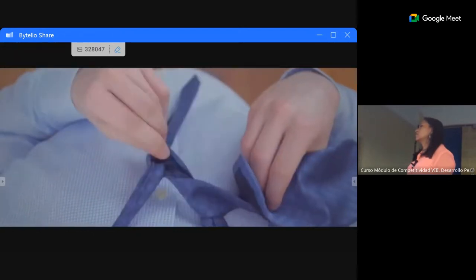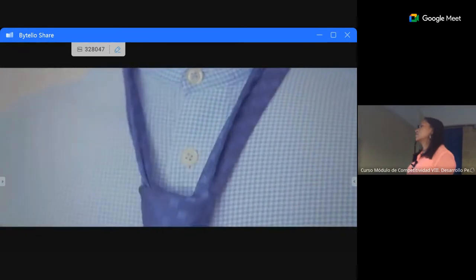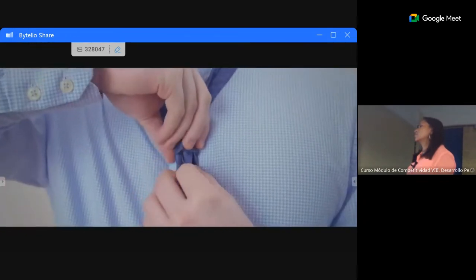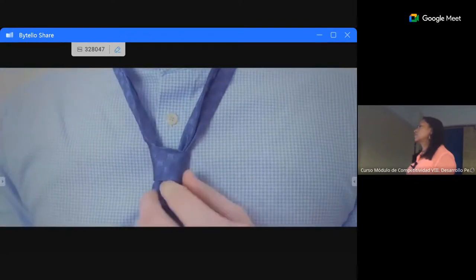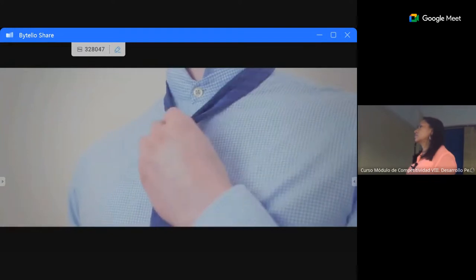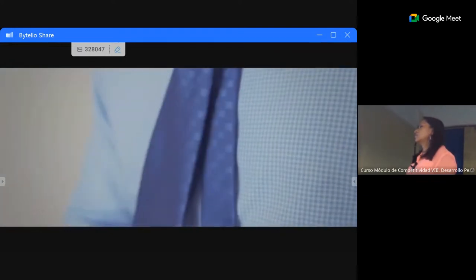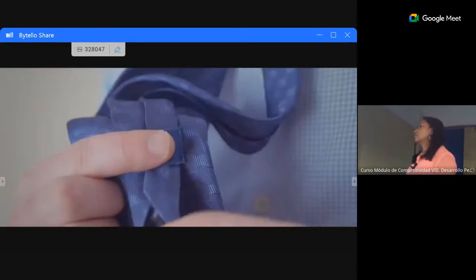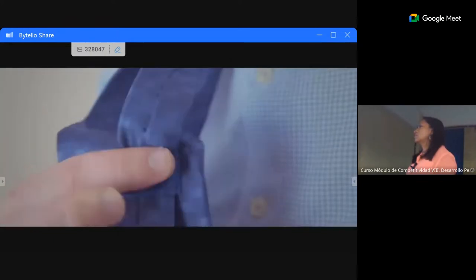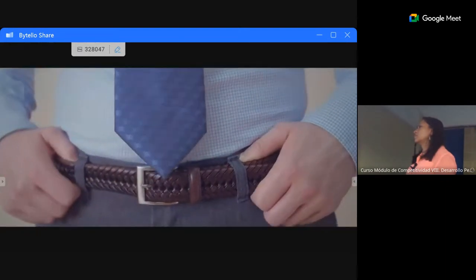Then bring it down, curve, fork in the front. Tighten the knot by gently pulling on the wide end while holding the knot. Bring the knot up to your neck by pulling the narrow end while pushing the knot up with your other hand. Keep your tie in order by pulling the narrow end through the keeper on the back of the tie. Your necktie should rest between the top and middle of your belt.